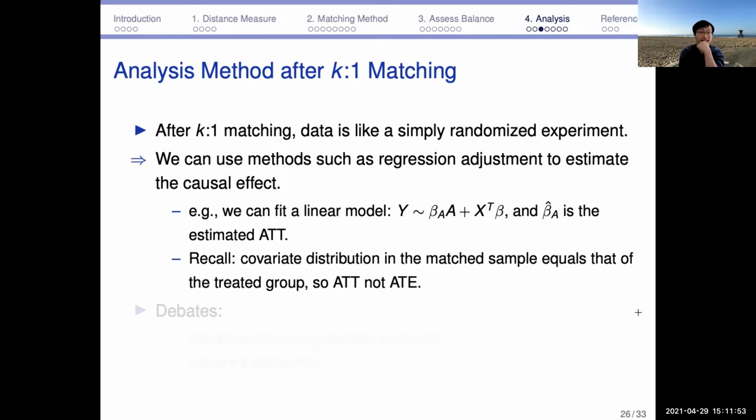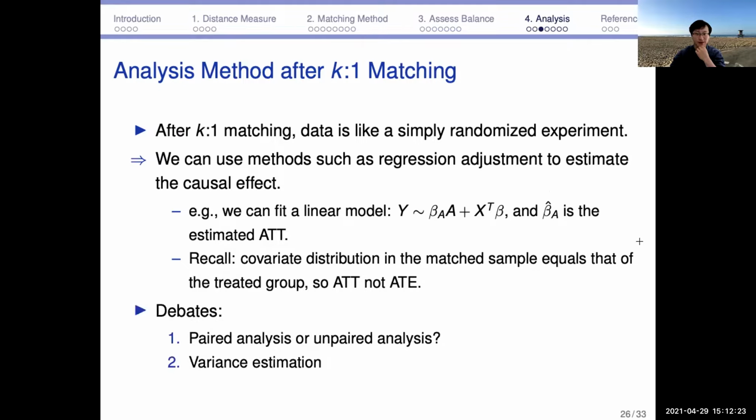And why is it ATT, not ATE? This is because in the matched sample, the covariate distribution equals that of the treated group. Here we're matching by using the treated group as a reference. And therefore we are estimating ATT, not ATE. So this is a very simple, straightforward example. But this is not the full story.